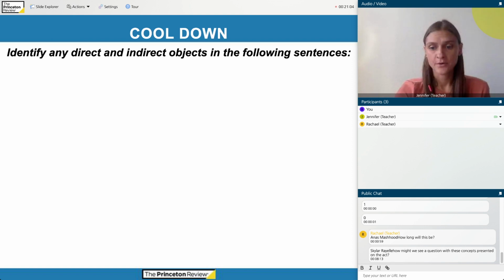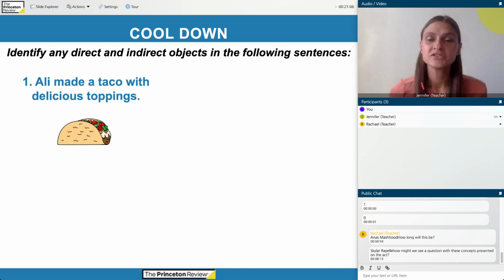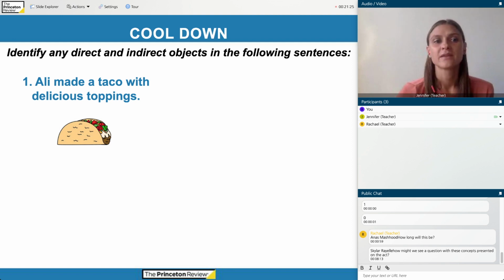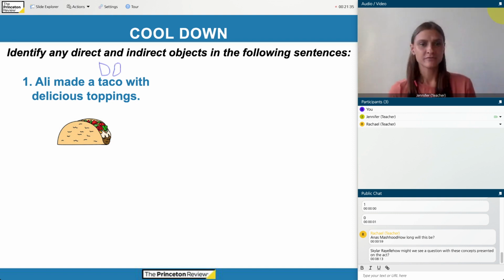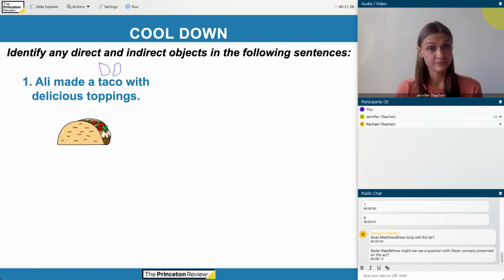And here we go back to the initial question. So number 1, Ali made a taco with delicious toppings. What is the direct and or indirect object, if any, of this sentence? What did you guys put? So this sentence has a direct object, and your direct object is going to be taco. If you ask yourself, what's the subject, what's the verb? You've got Ali as the subject, made as the verb, and a taco. Taco is your direct object.